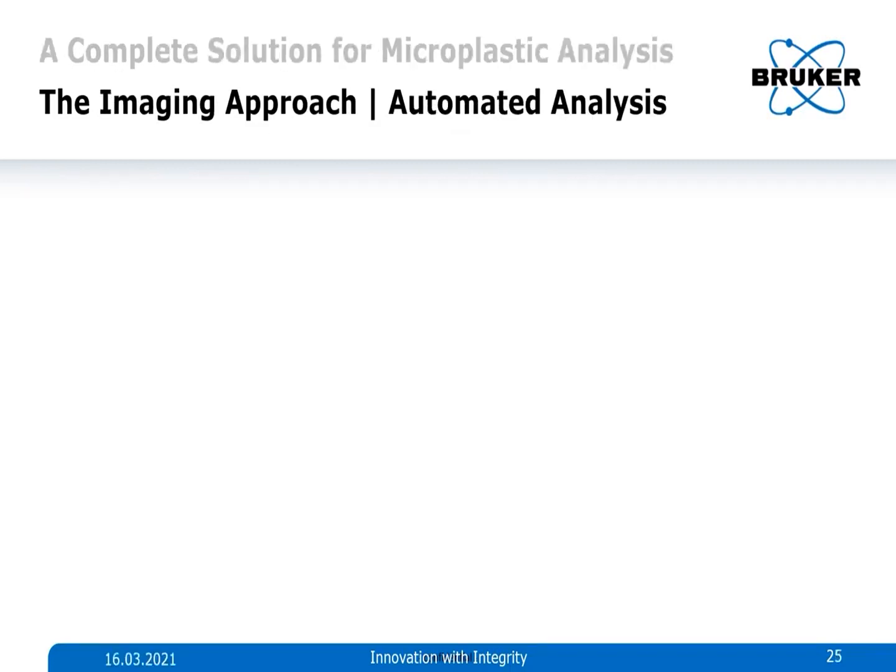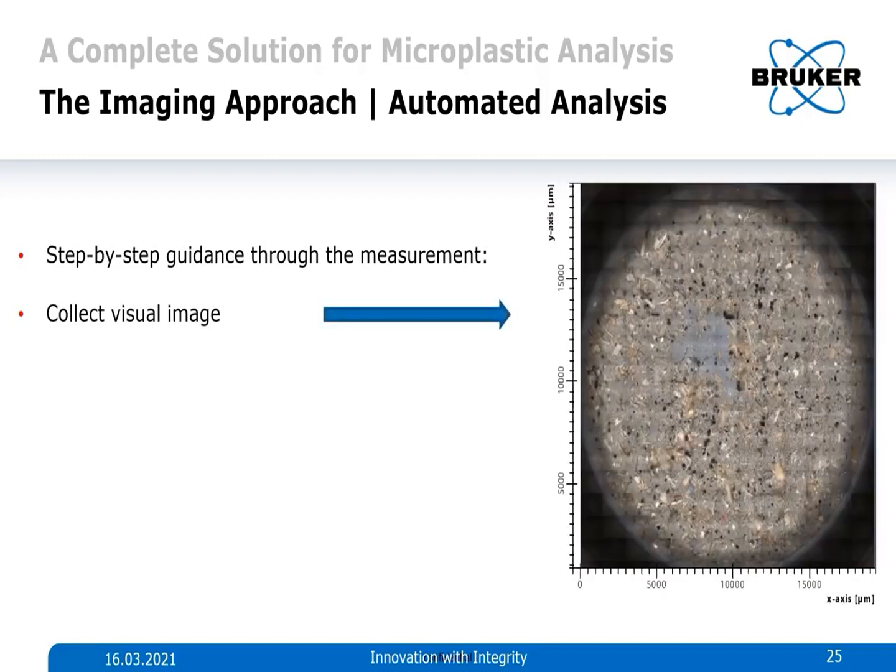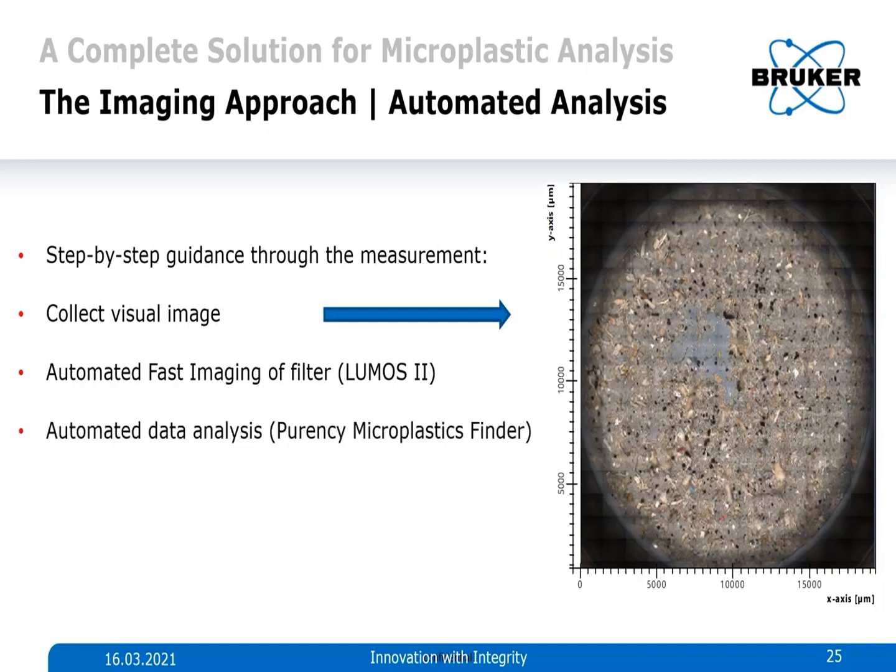Okay, when we now go to imaging, we have a step-by-step guidance of the user through the whole measurement. So it's a very easy to use technique. First we collect a visual image. It looks something like this. This was a very dense customer sample that was not prepared very well, but we still could measure this. We used the fast imaging of the Lumos 2 and automated data analysis with a software called Purency Microplastics Finder, which we will see in action and also its strength in a short time. With this combination we could even analyze filters that look like this.